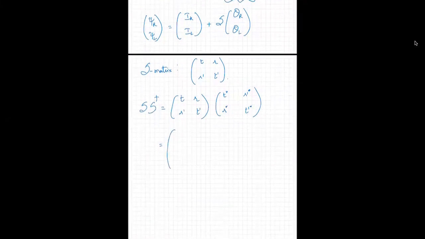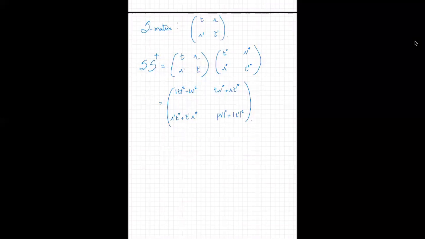So what is this equal to? The 1 element is T star, which is mod T square, plus R star, which is mod R square. The 1 element is T R prime star plus R T prime star. The 2 element is this, and the 2 element, as you can easily check for yourself, is this. Okay. Now, since R square plus T square and R prime square plus T prime square are both equal to 1, it remains to understand what the off diagonal elements are.